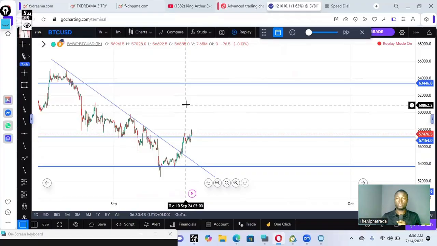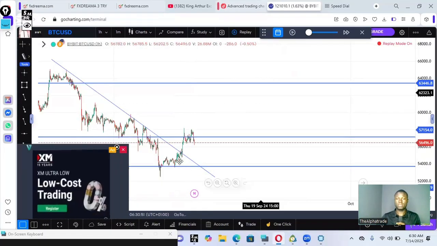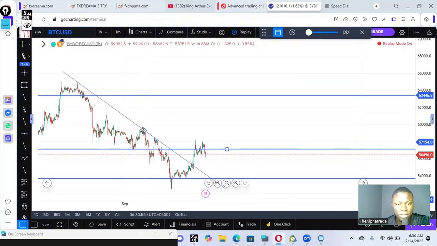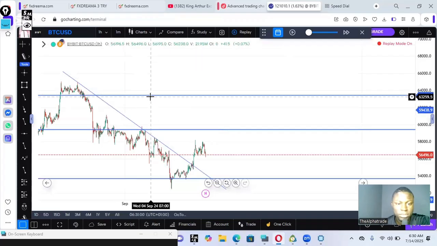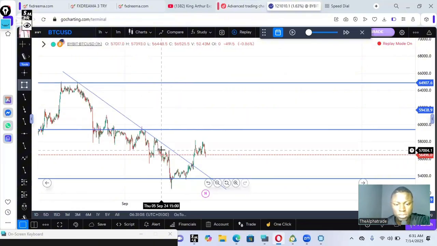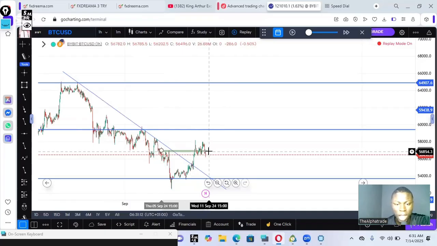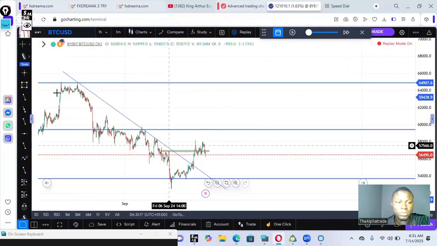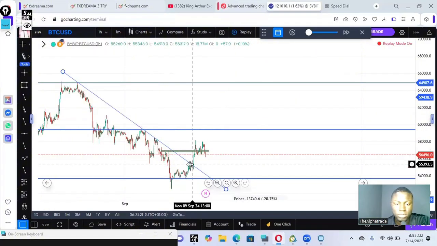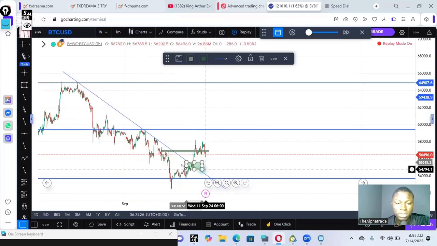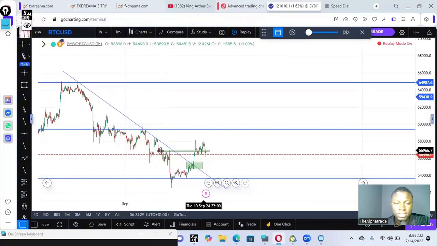Okay, so we have another opportunity right here. So guys, this is the last one actually, but you can see here we have another opportunity. What happened? You can see price has broken our trend line, has also broken this resistance level here. So our conditions have been met. Price broke the trend line at this point, and then this is where it broke our resistance level right here.